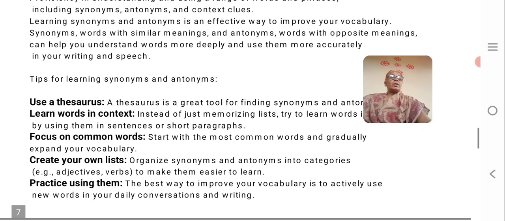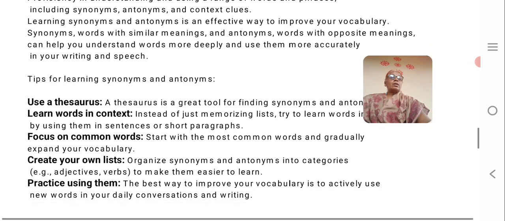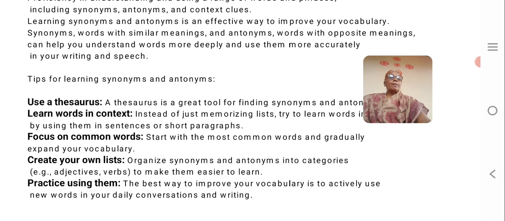To learn synonyms and antonyms, you can use a thesaurus dictionary. The dictionary of synonyms and antonyms is called a thesaurus. You have to learn words by context, not by just memorizing lists. Look at how these words are used in sentences or short paragraphs. Based on these context clues, you can learn new words.